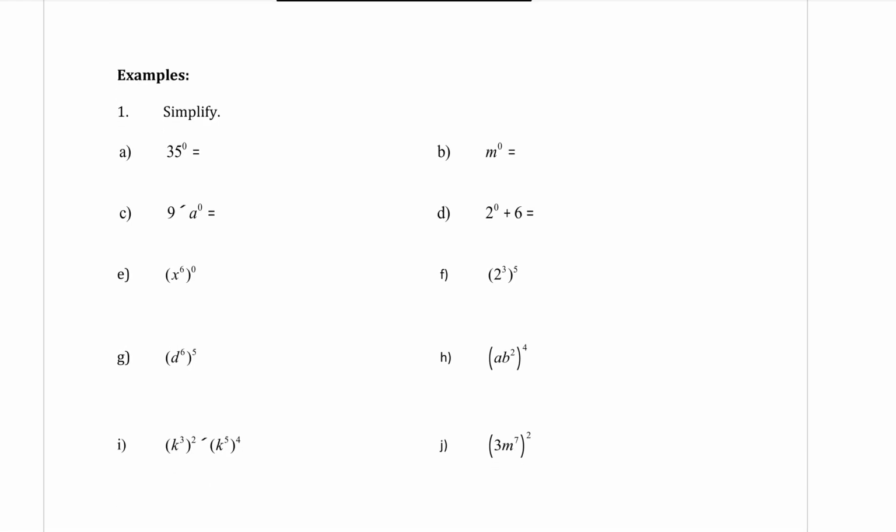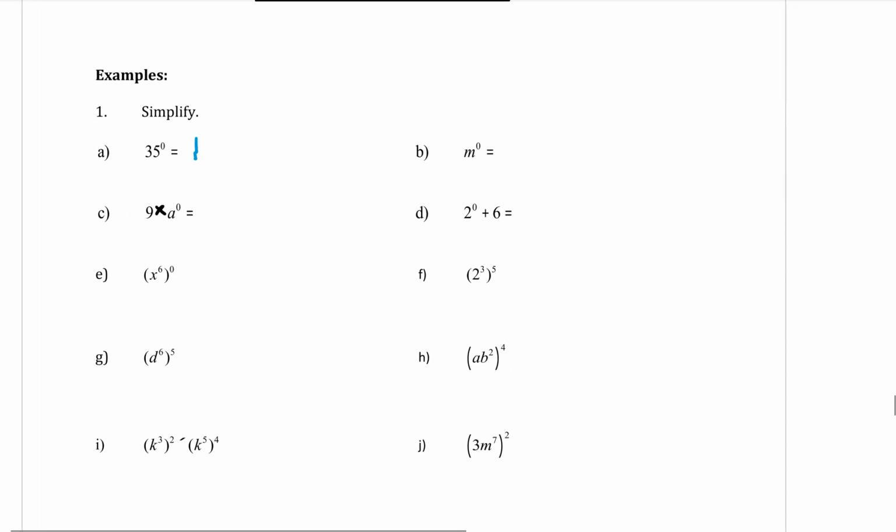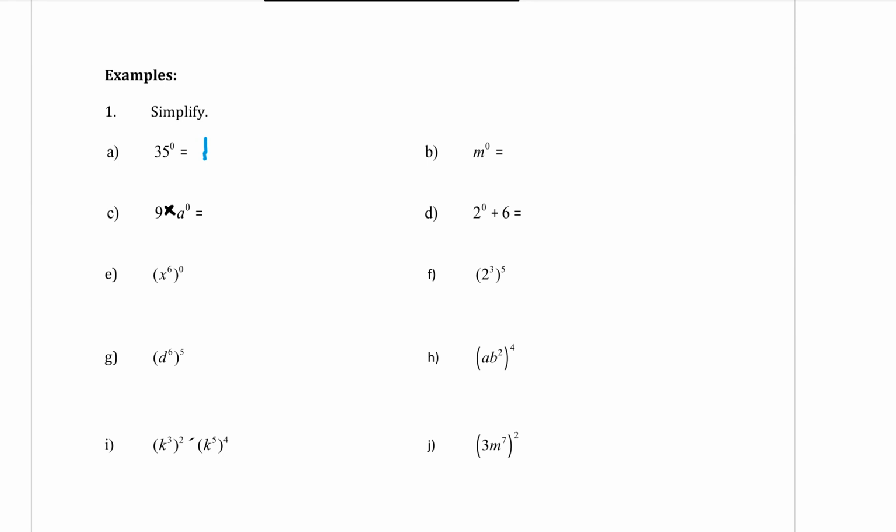First of all, always be looking out for anything to the power of 0. So example number 1a, 35 to the power of 0. Well, remember law number 3? Anything to the power of 0 is equal to 1. Okay, part B, m to the power of 0. Well, law number 3, anything to the power of 0 is equal to 1. Part C, 9 times a to the power of 0. Okay, again, anything to the power of 0 is equal to 1.